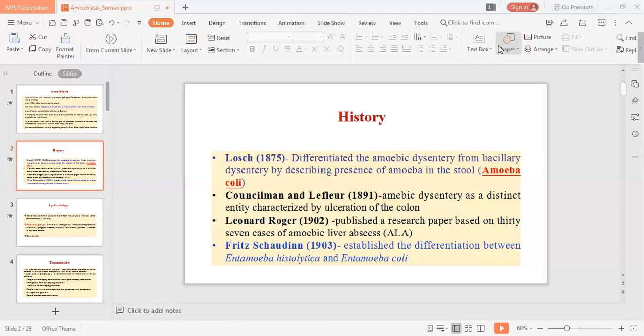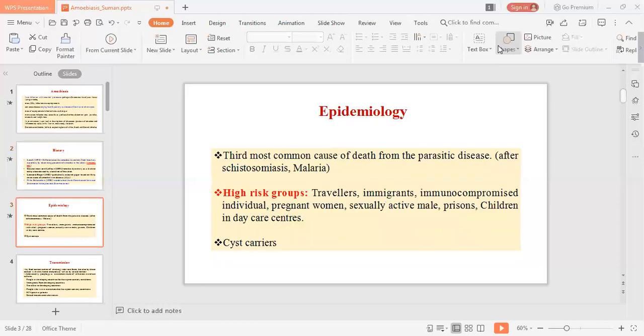The next year, Fritz Schaudinn established that this particular disease is caused by a protozoan known as Entamoeba histolytica, not Amoeba coli or Entamoeba coli, and it's not a bacterium. He differentiated and established that this disease, dysentery or colitis, is due to infection with a protozoan parasite known as Entamoeba histolytica.